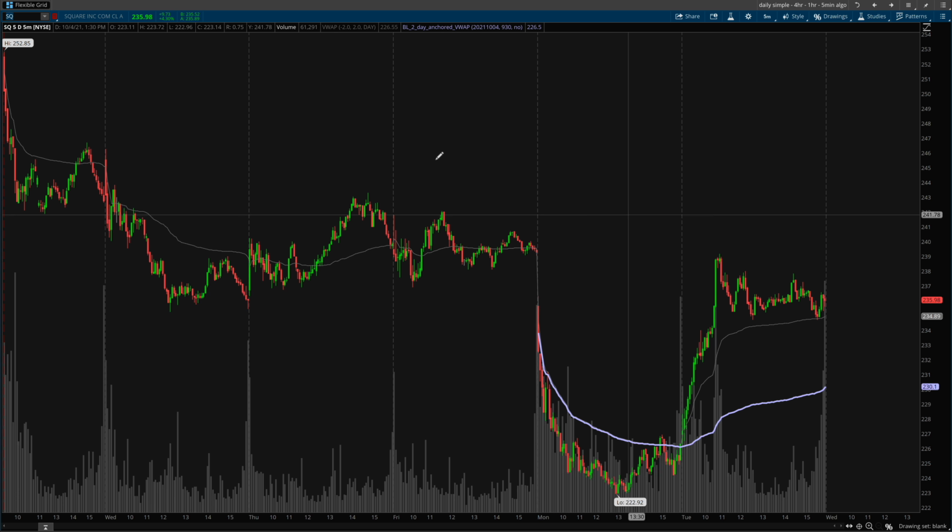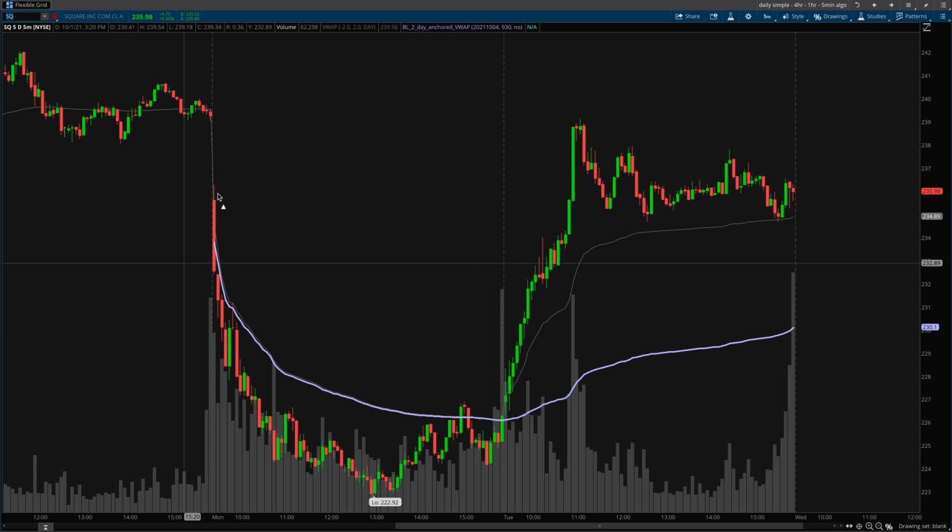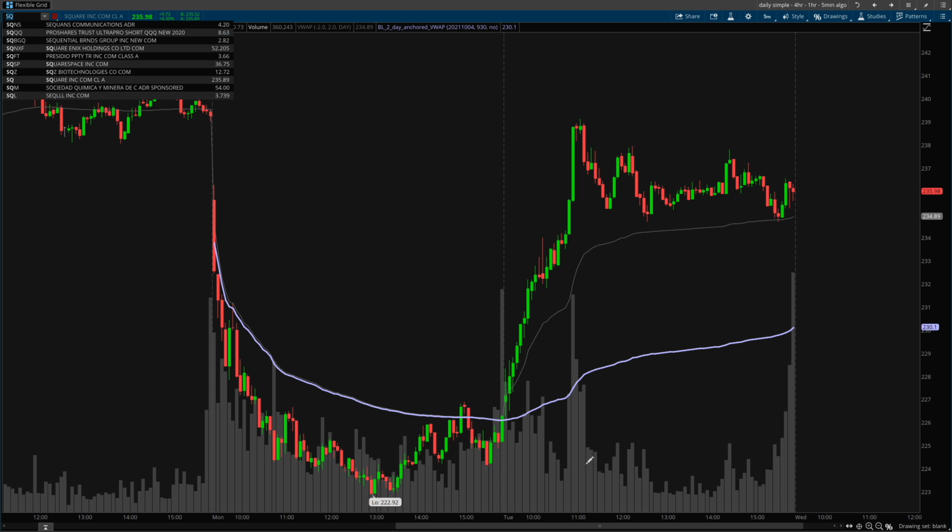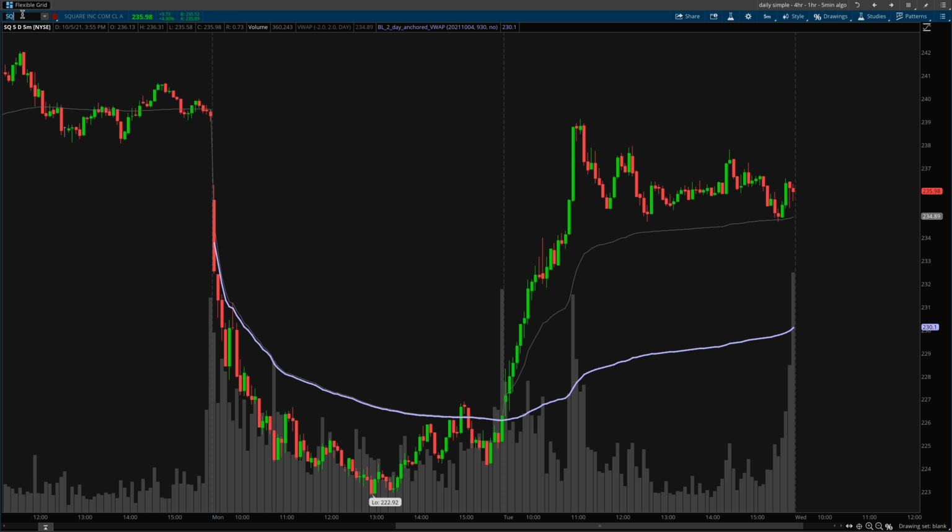And then one more after this. So here goes Square, similar situation. See, yesterday was a downtrend, and then today we gapped up over the 2-day Anchored VWAP. It held at the open, and then price just pretty much pushed aggressively off of it.